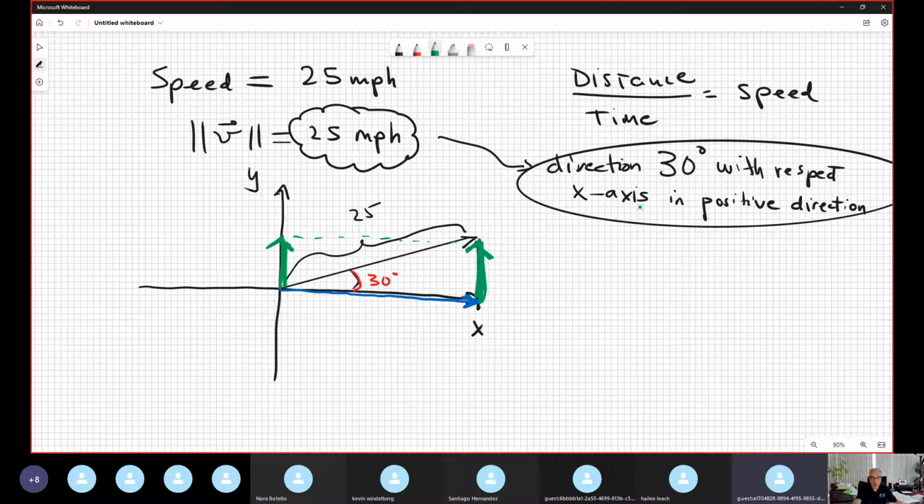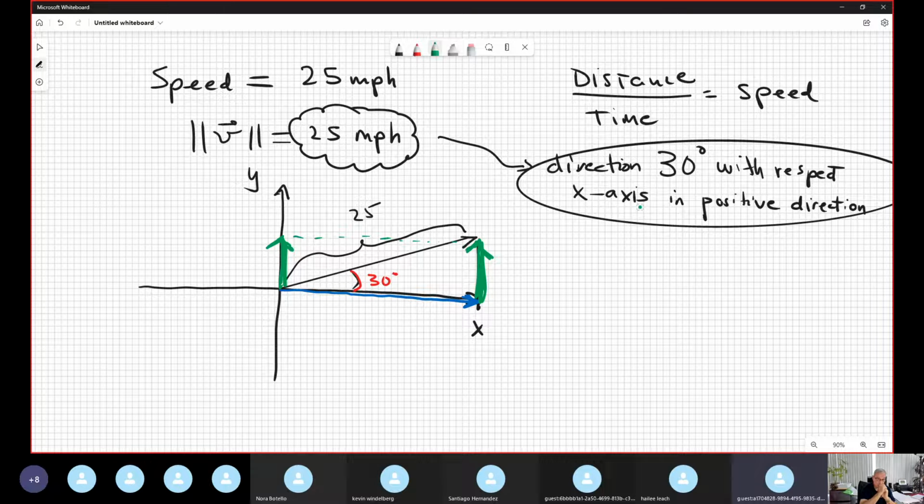I break it down. My vector, just as I gave you at the beginning: the magnitude is 25 miles per hour, direction 30 degrees with respect to the positive x-axis. And two vectors, the blue vector and the green vector. But it's super easy because this, in my imagination, is a triangle, no? And you apply trigonometric functions. What functions? Sine and cosine.